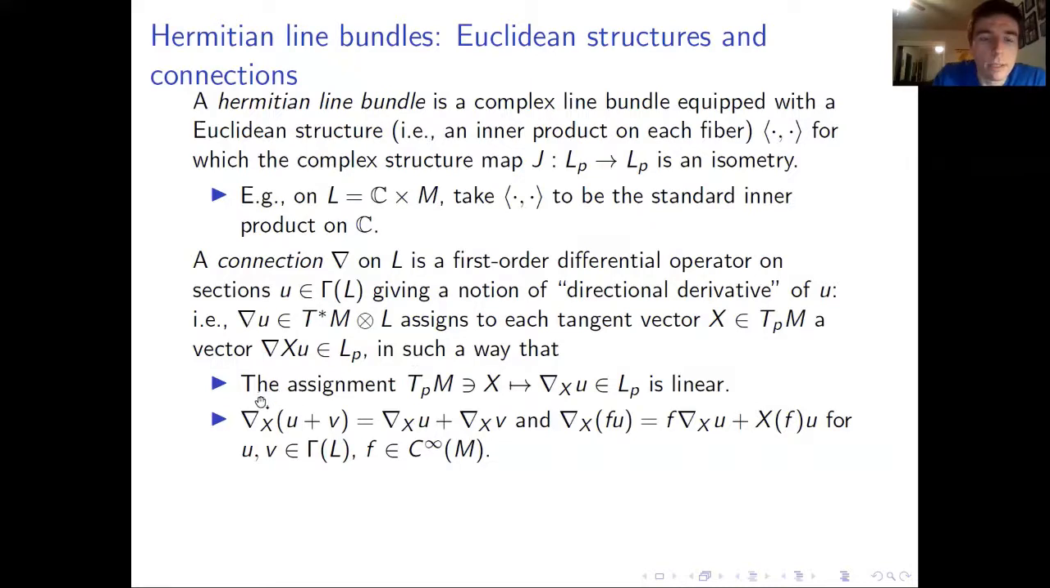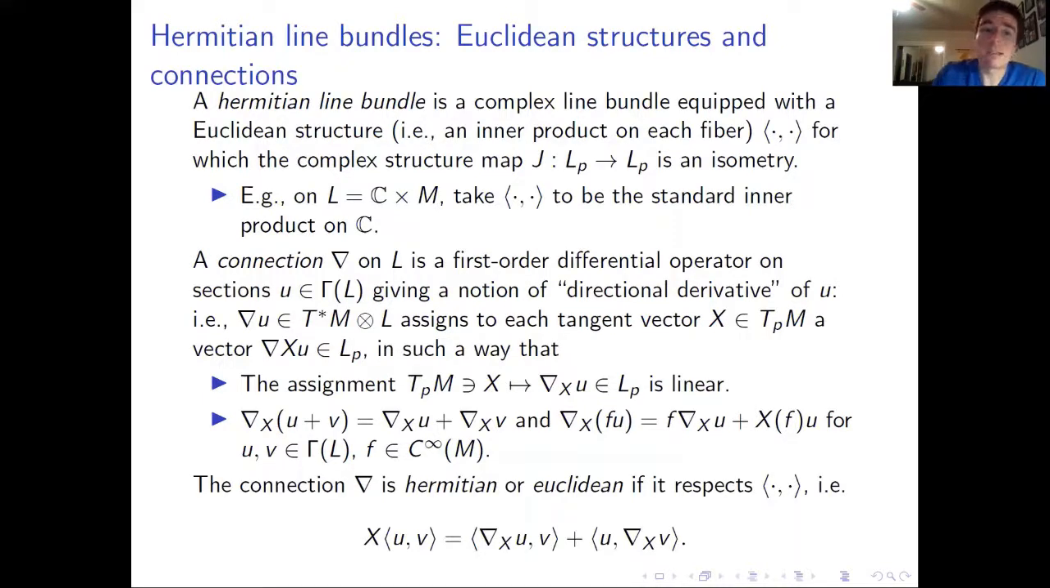And moreover, it satisfies the following kind of linearity in sections. So nabla x of u plus v is nabla x u plus nabla x v, and nabla x of f times u, where f is some scalar function, is going to be f times nabla x u plus the derivative of f in the x direction times u. Okay, it's just the usual sort of Leibniz type rule we expect for connections. Most of you have probably seen connections before, so feel free to skip past all of this.